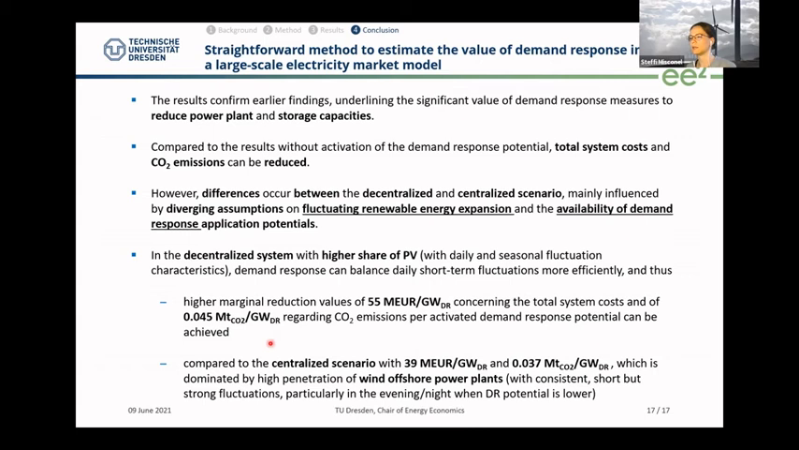And in contrast, in the centralized scenario, which is characterized by high penetration of wind offshore power plants, the feed-in is more consistent due to wind offshore, and the fluctuations are strong but short, and particularly existing in the evening and night hours when the PV potential is quite low. And this is why the value of demand response is higher in an electricity system with daily short-term fluctuations caused by photovoltaic.